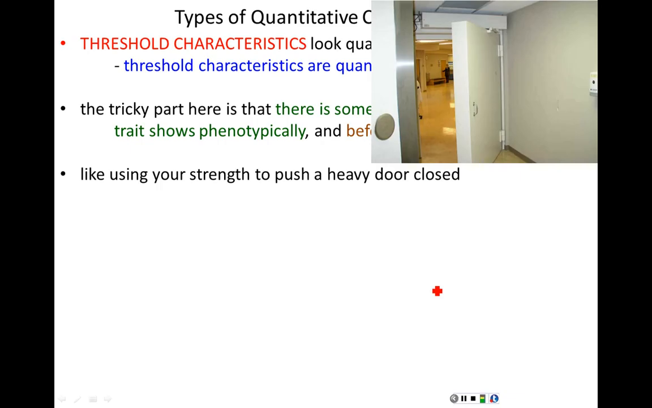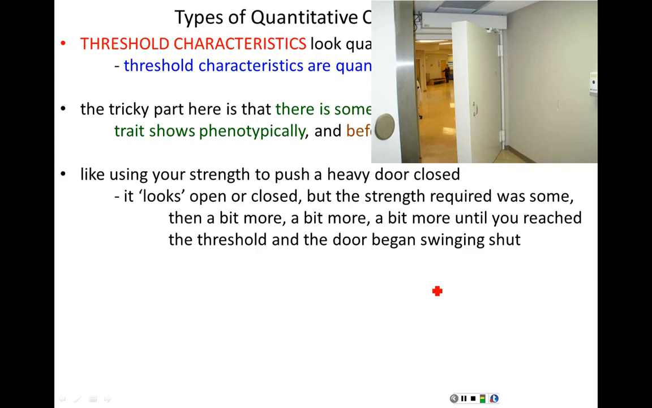And you need to close this door. It's like a vault door. It's very, very heavy. It's on great hinges, but it's still heavy. So what do you do? Well, the door starts off being open. And when you're done doing what you're doing, the door is going to be closed. So it looks discontinuous. It looks like two states.